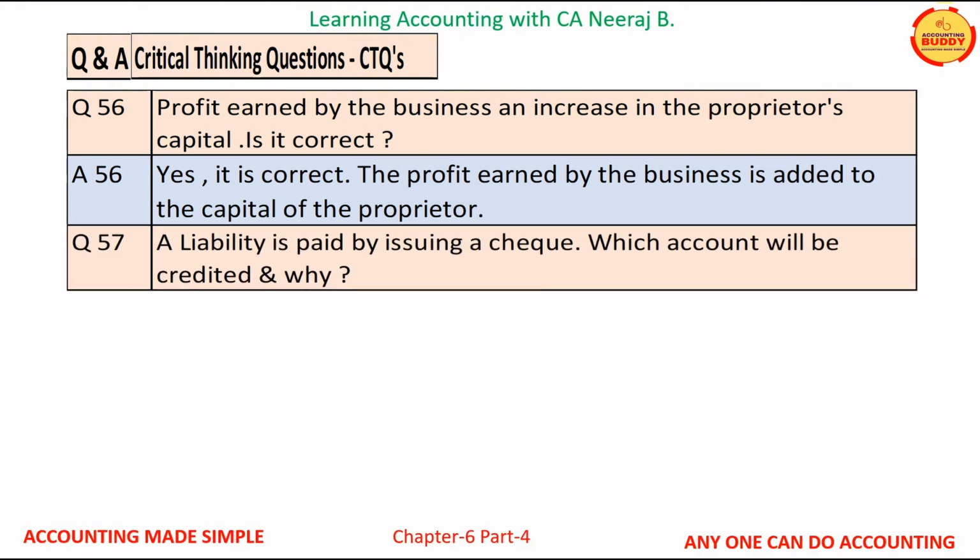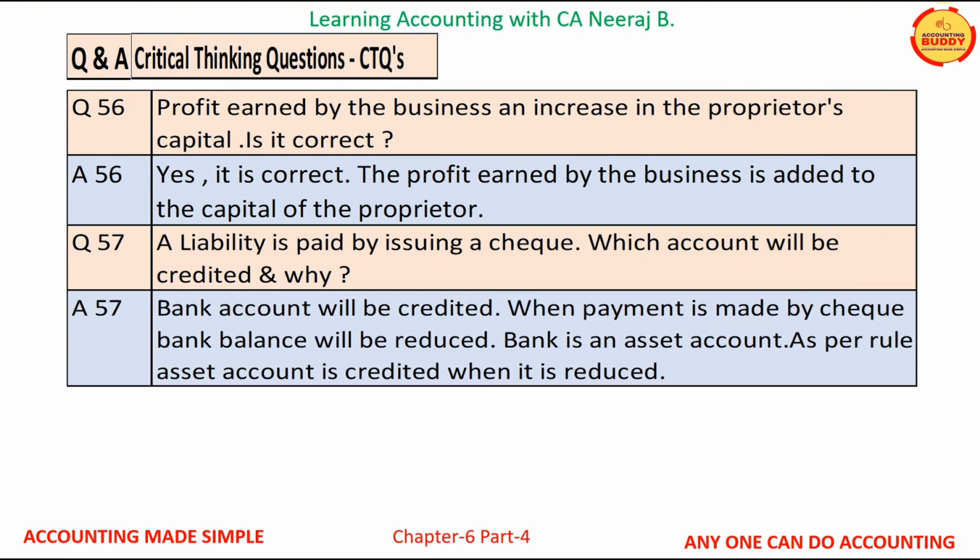Question number 57. A liability is paid by issuing a check. Which account will be credited and why? The answer is bank account will be credited. When the payment is made by check, the bank balance will be reduced. Bank is an asset account. As per rule, asset account is credited when it is reduced.